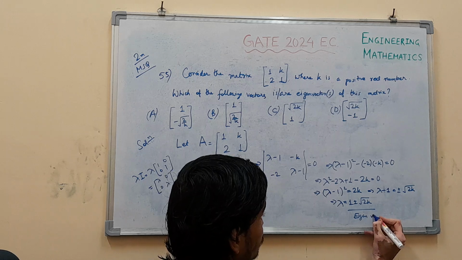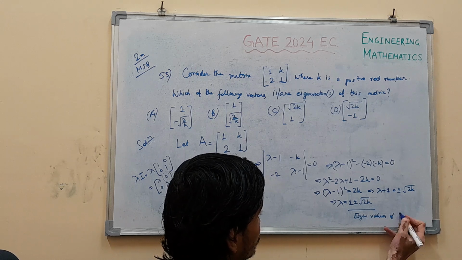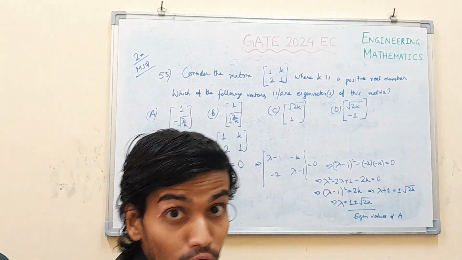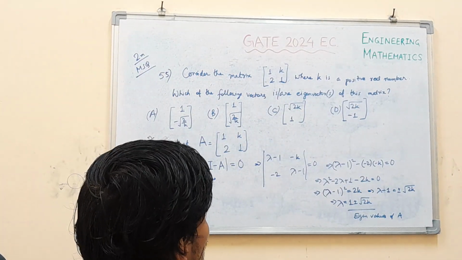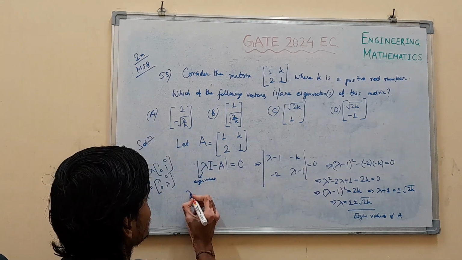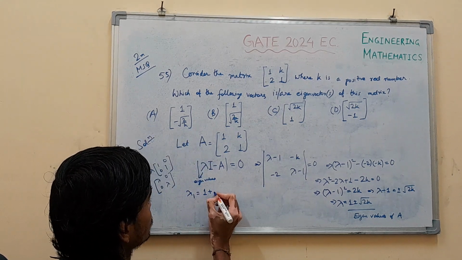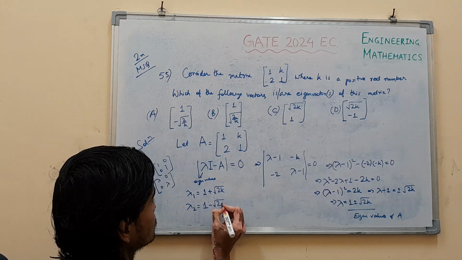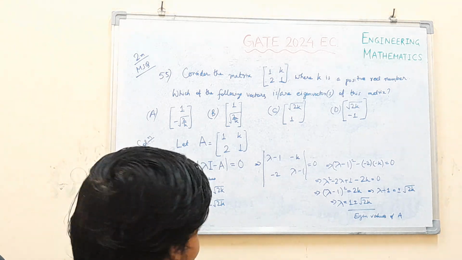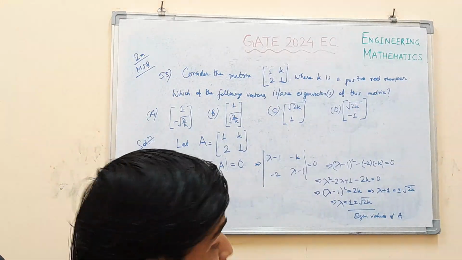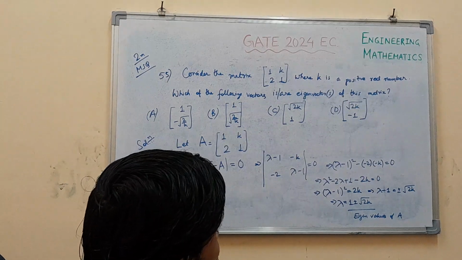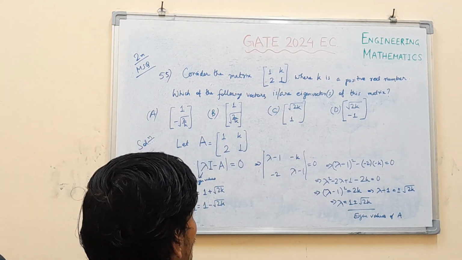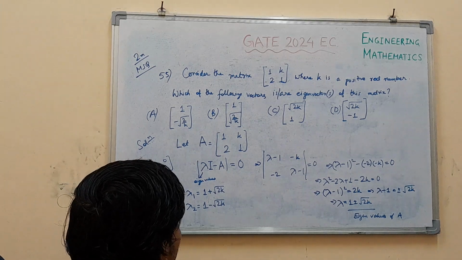Corresponding to both of the eigenvalues, we will have two distinct eigenvectors. Right. One of the eigenvalues is say lambda 1 equal to 1 plus root 2k. Another one will be lambda 2 equal to 1 minus root 2k. Corresponding to each of these eigenvalues, we will get a different eigenvector for each, which we have to find. That we have to find. Okay.